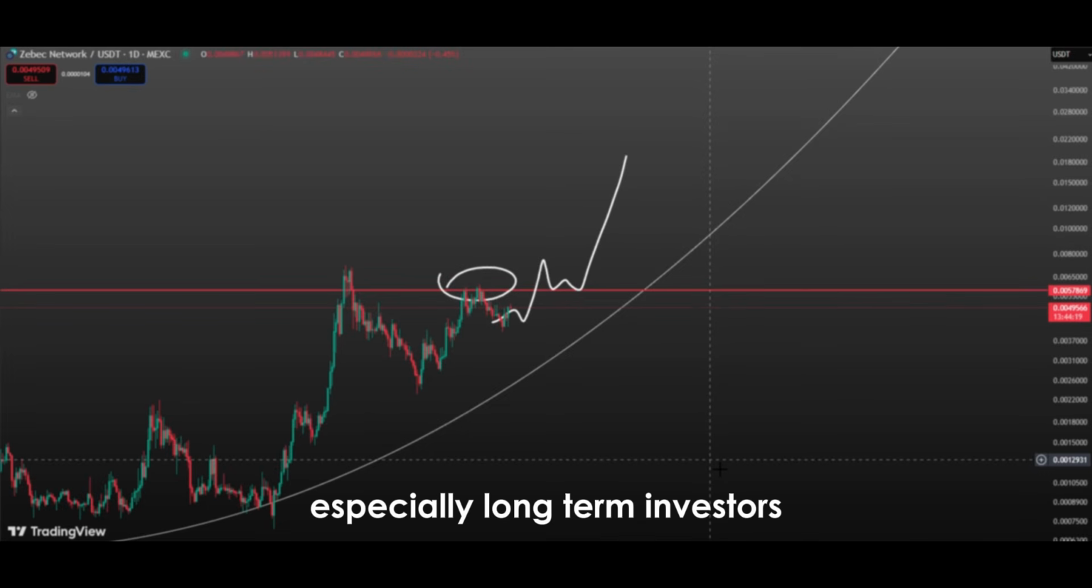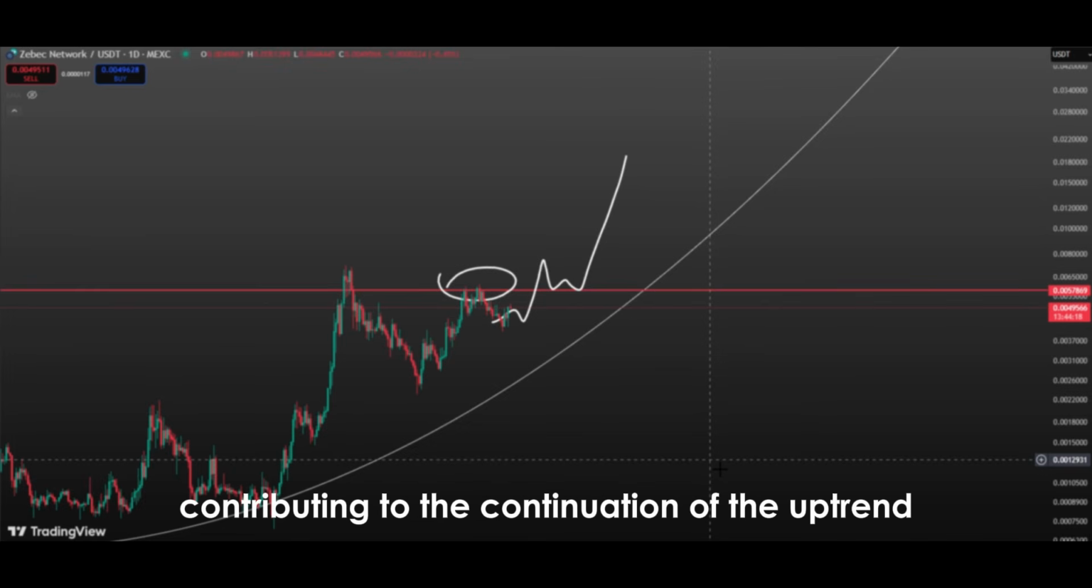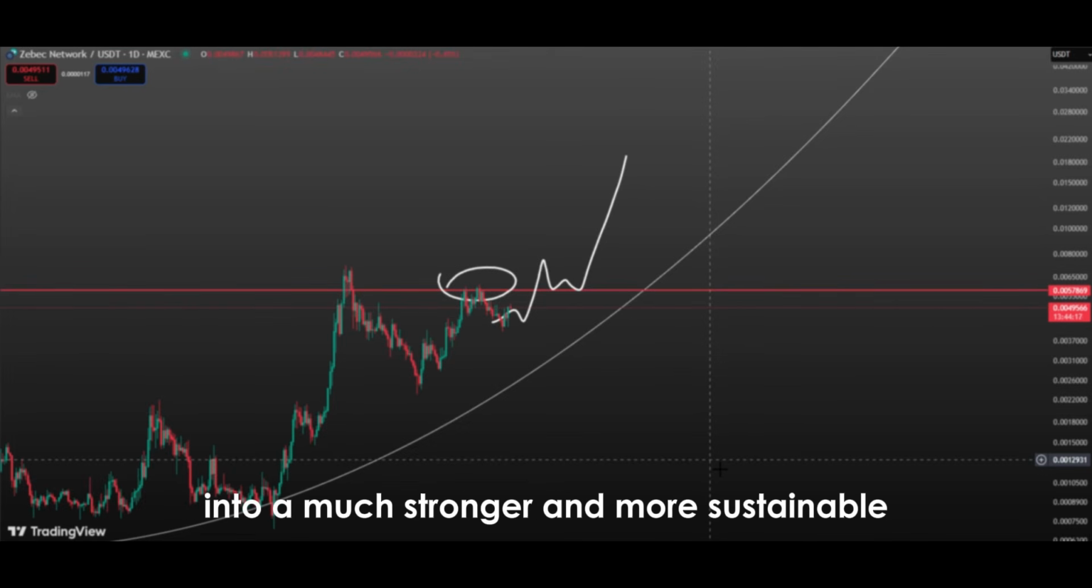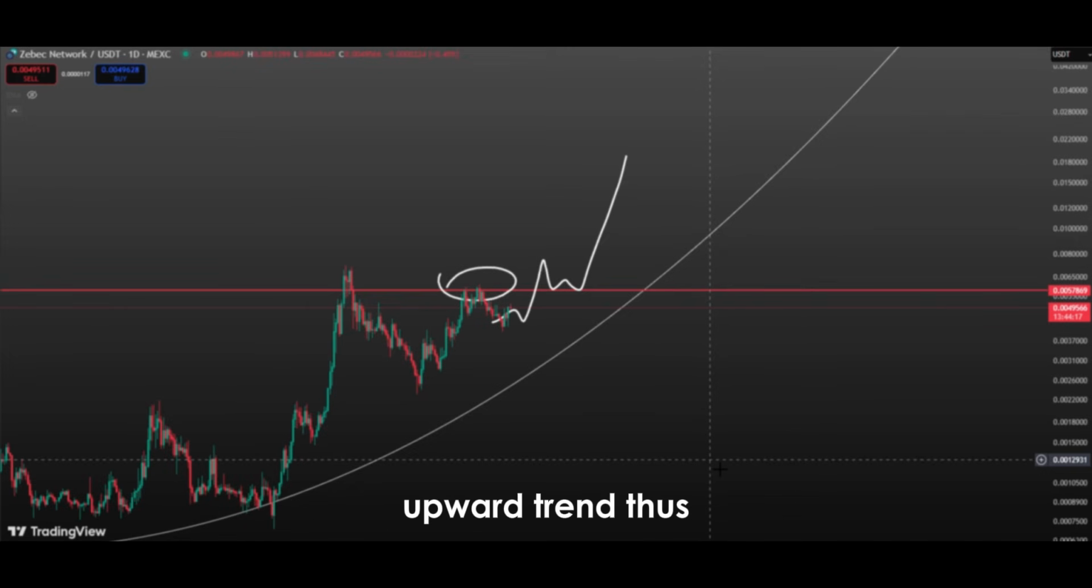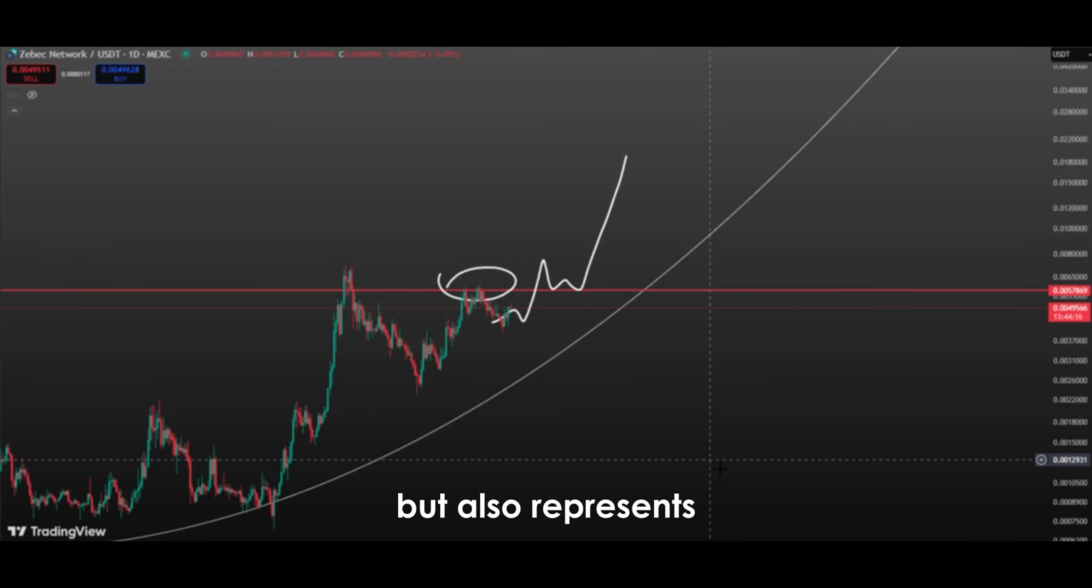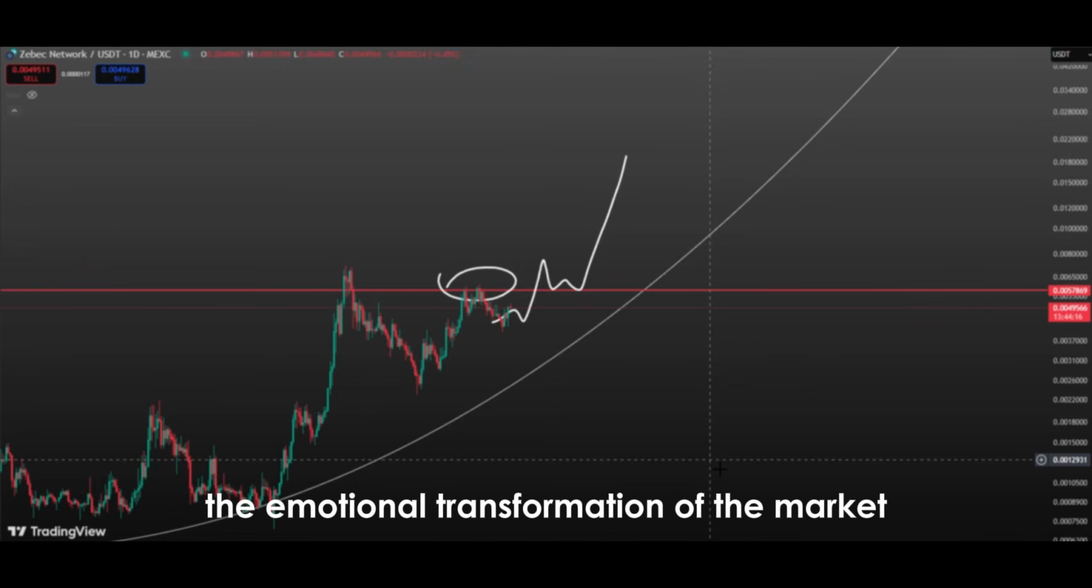Especially long-term investors tend to make new purchases after a resistance is broken, contributing to the continuation of the uptrend. This leads the price into a much stronger and more sustainable upward trend. Thus, a resistance breakout is not only a technical event, but also represents the emotional transformation of the market.